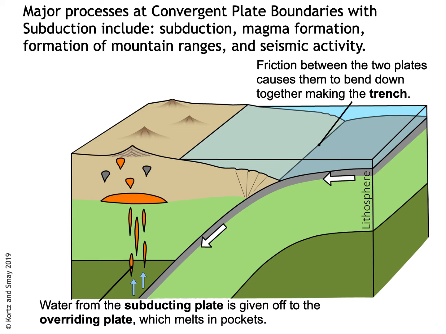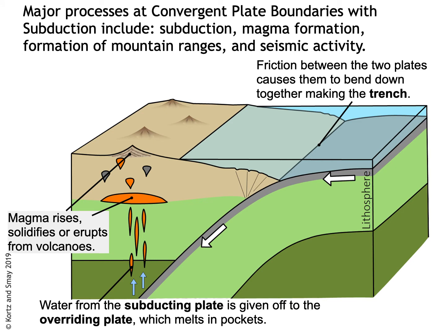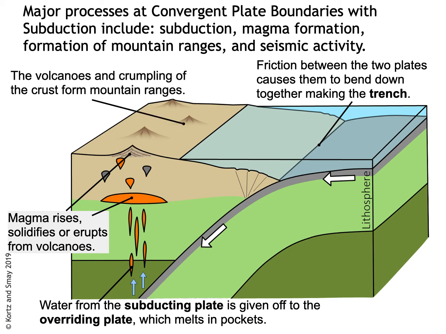Magma that's generated from that melting process rises, and it can solidify underground, or it can erupt from volcanoes. And then finally, both the volcanoes forming from the production of magma and the fact that the continental area is basically crumpled and forced upwards and downwards and thickens, both of those things can form mountain ranges along the coast at convergent plate boundaries with subduction.